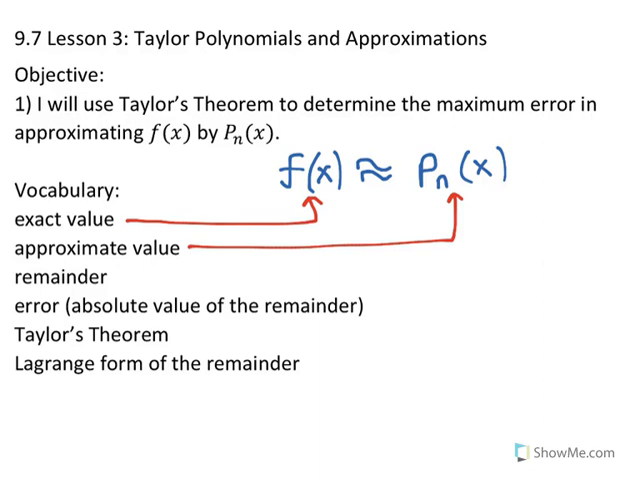There is a difference between the exact value and the approximate value, and that difference is called the remainder. So the remainder is r sub n of x, and it is the difference between the exact value and the approximate value given by our nth degree Taylor polynomial centered at c that approximates the function f.